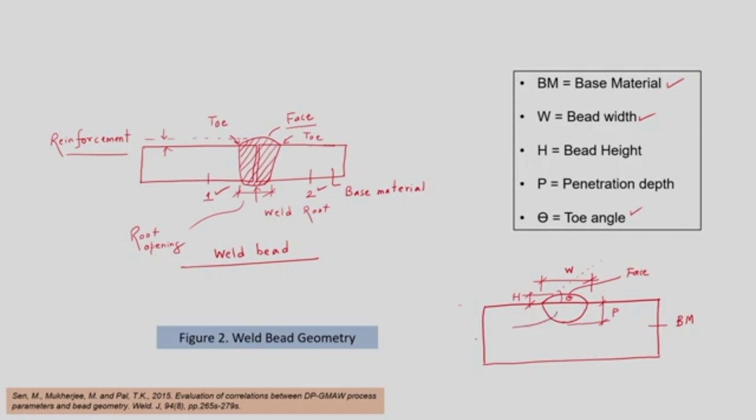So, this entire geometry, or weld bead, is also called a weldment, and the ultimate objective during the welding operation is to get the ideal geometry of the weldment during the processing. It may be any sort of welding process.